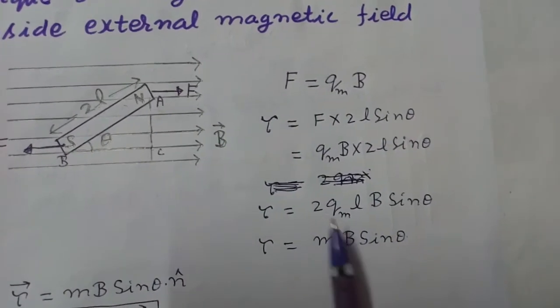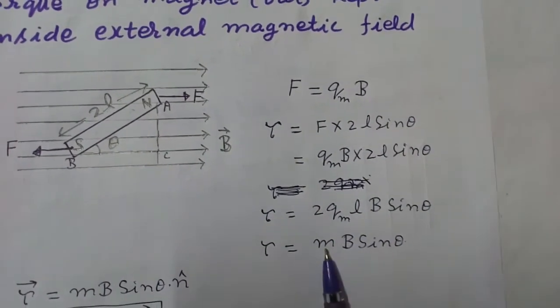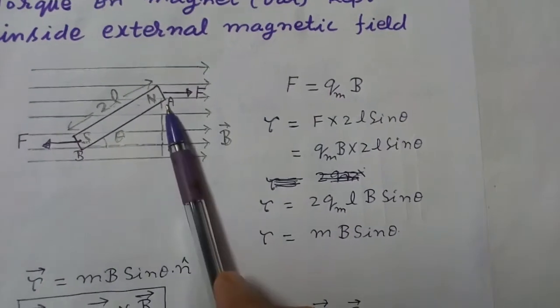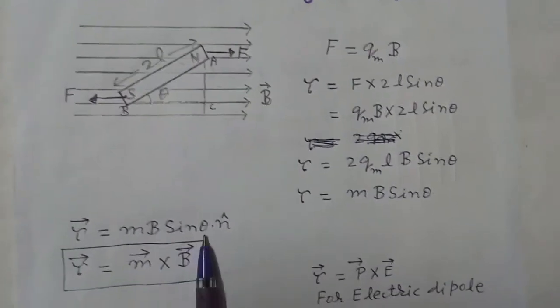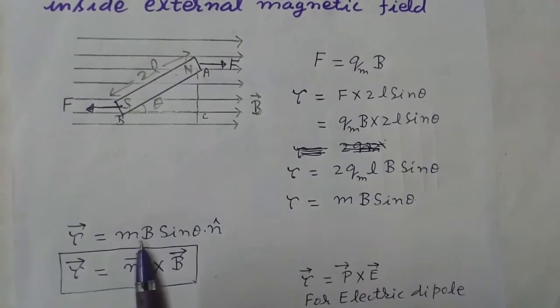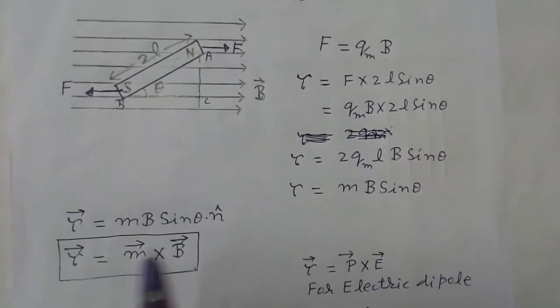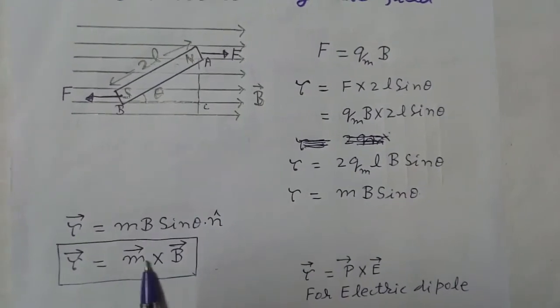Now this 2QmL is the magnetic moment of this bar magnet. So tau is equal to mB sin theta. In vector form it may be written like this. So tau is equal to mB sin theta into unit vector n cap. So torque tau is equal to m cross B.